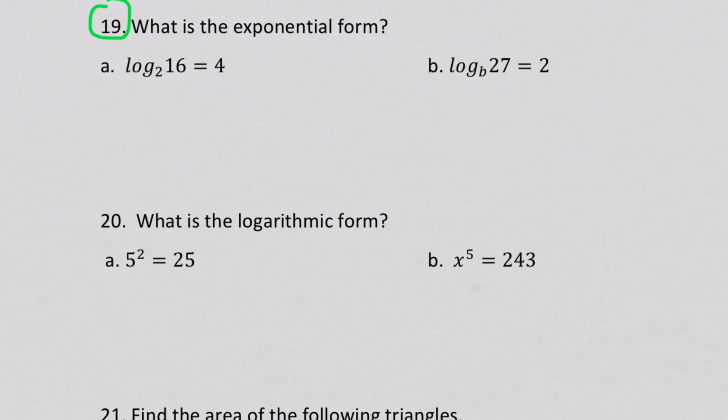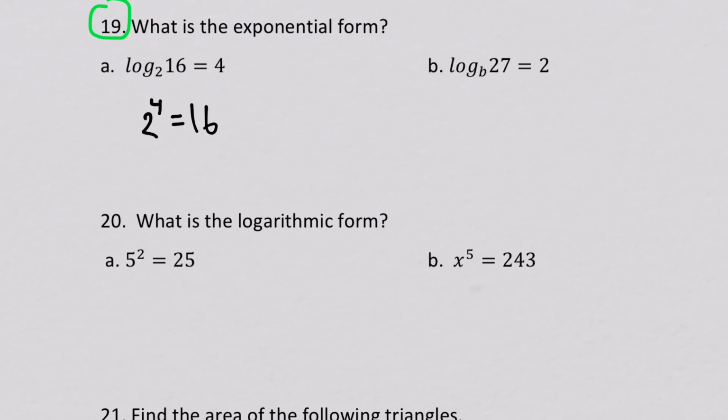So here we go. Number 19a. The base is 2, so that's what you set up first. 2 to the power of what equals what? When you look at it, it's 2 to the power of 4 equals 16. You always end up splitting these two. They are not together anymore. So 2 to the power of 4 equals 16. And the same thing happens when you're going the other way. You always end up splitting these two to turn it into a logarithmic.